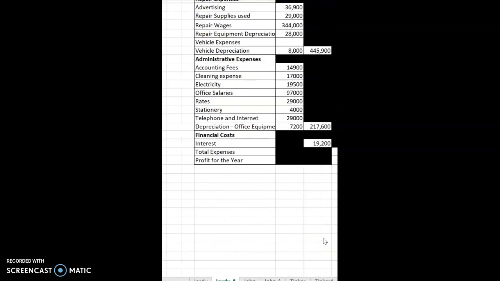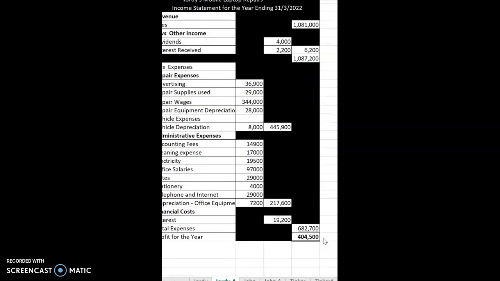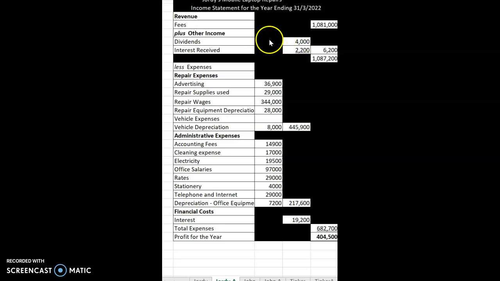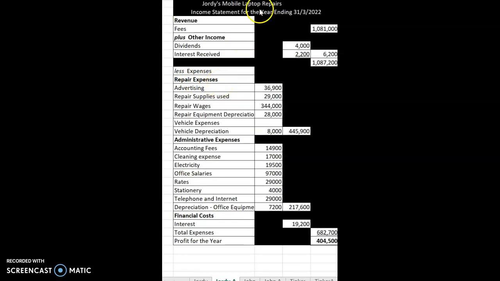Moving across, this one here is for a service business. So a service business is slightly different. We don't have the cost of goods sold, but everything else is almost the same. We've got revenue plus other income, gives us our net income again. The only difference is that instead of distribution costs, it's going to be related to the business. So this business, Geordie's mobile laptop repairs, has got repair expenses. Again, that's variable like distribution costs. And again, minus all our expenses gives our profit for the year.